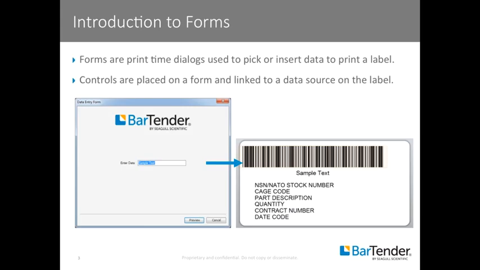So before we actually start talking about how to design a data entry form, let's just talk about what a data entry form is in BarTender. A data entry form is a dialog that displays at print time that allows you to pick or enter data to print on your label. And also now you have the ability to search for and select records to print. This allows you to have a dynamic label with the data that you need to print, and you can choose all this on the fly at print time.